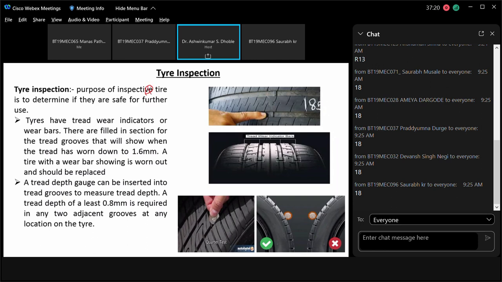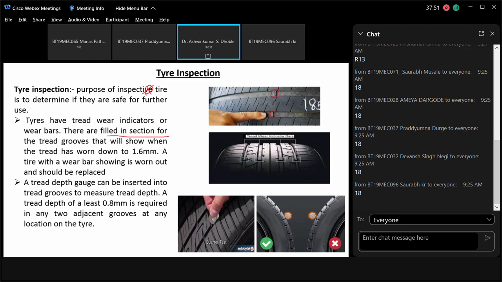The purpose of inspection of tire is to determine if they are safe for further use. Tires have tread wear indicators. So these are the tread wear indicators. They are the filled sections basically. Okay, tread wear indicator is this. And wear bars, they are filled sections. That means the continuity of the groove will not be there, these filled sections will be there. This is the second tread wear indicator in the tire.